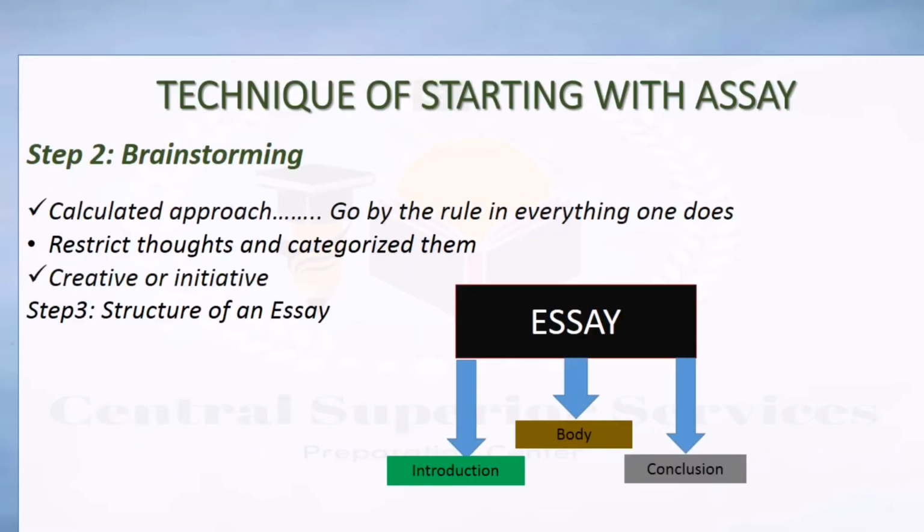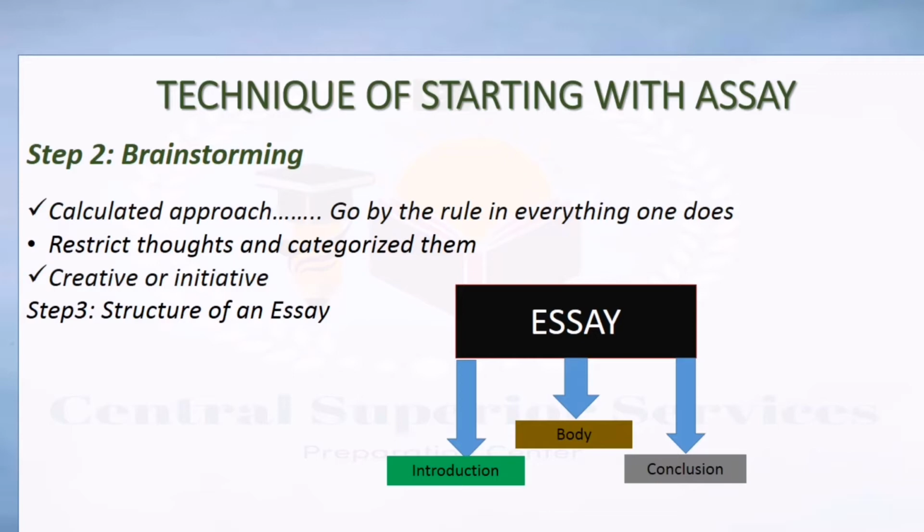The second most important technique is brainstorming. Once you have selected the topic, it is prime time for you to start brainstorming your topic. Now, I would like to tell you that there are broadly two types of people in this world. The first type is known as left-brained, who has a calculated approach. That person goes by the rule in everything he or she does. The second type is the right-brained, who is quite creative and innovative in his approach. You would be wondering why I would be telling you this regarding essay writing. Well, there are two ways of brainstorming.